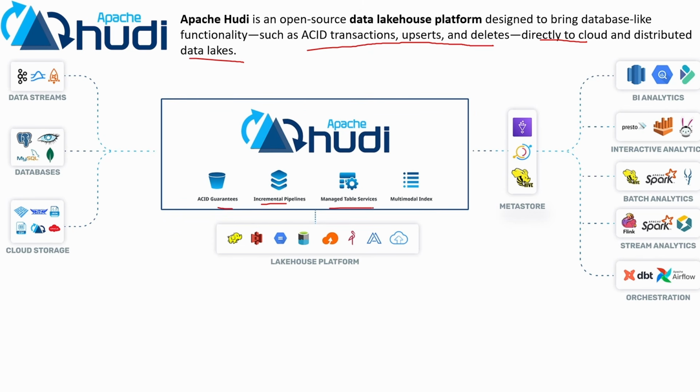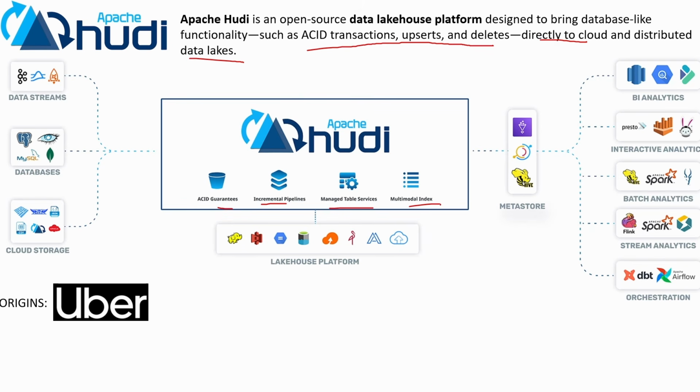Third is managed table services. It automates background tasks like compaction, clustering, and cleaning up old data versions. Fourth is multimodal index. It uses pluggable indexing mechanisms like Bloom filters or HBase to locate records quickly for faster updates and deletes.